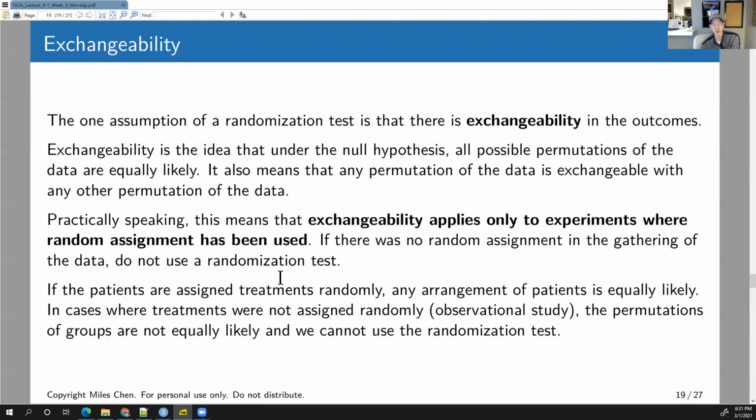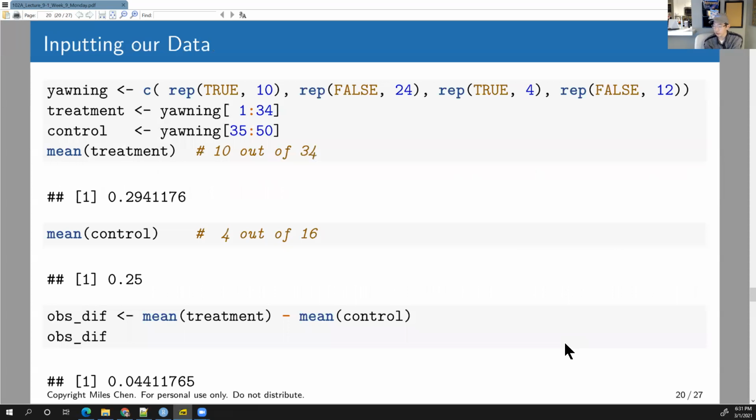We can't just say, on another day, it's just as equally likely that these people were going to smoke and these people were not. So in those cases, you can't use a randomization test for data coming from an observational study. Anyway, going back, this is just some preliminary stuff for doing the randomization test.